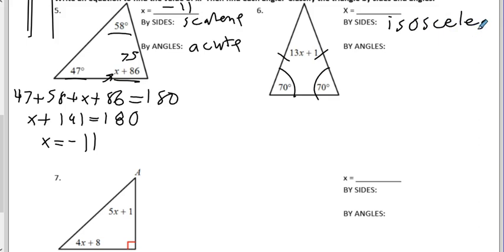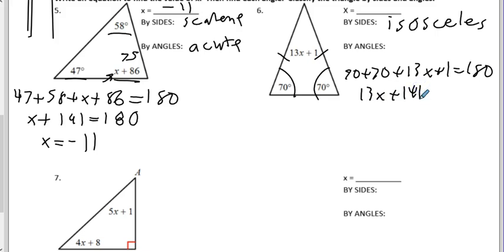Now, what's the third angle going to be? Well, we have to do 70 plus 70 plus 13x plus 1 equals 180. I'm going to show you a shortcut. So, add the numbers up. 13x plus 141 equals 180. So I'm going to do 180 minus 141 and get 39. Divide by 13, x equals 3. Plug the 3 in, and I will get 40 here.